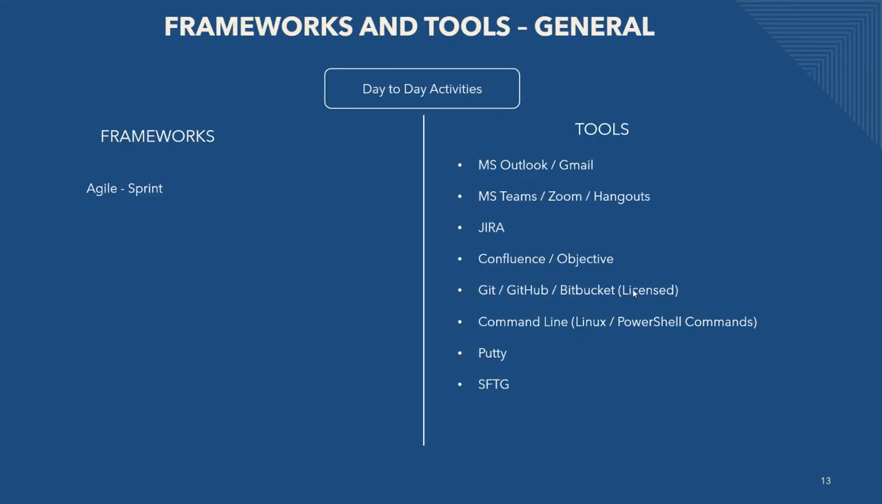The day-to-day activities as a software developer, as we discussed, you'll be pretty much working in the agile sprint delivery model, and the various tools you'll be using in general: most of the time organizations are now using MS Outlook for email communication. You will need to communicate with a lot of developers in other teams or your team. You'll be using obviously Outlook or Gmail for the conversation.